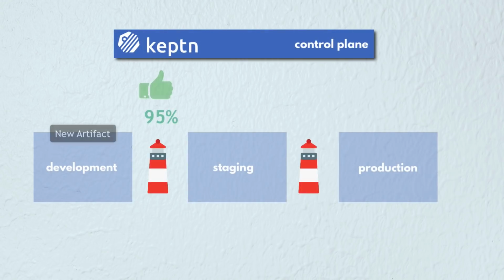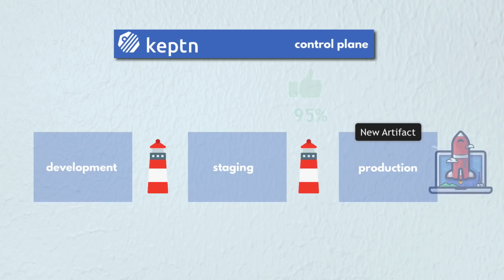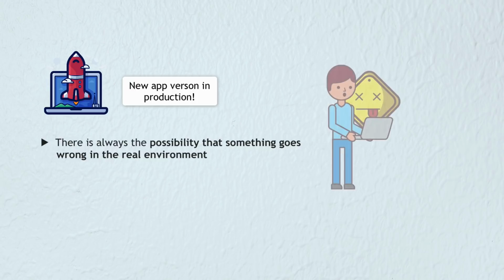Now we have deployed our cool new feature all the way to the production using Keptn. Is this the end of the release cycle? No, because as I said, no matter how much you test and evaluate, there's always a slight possibility that in actual real environment, things will be slightly different. And then we get a problem in production.